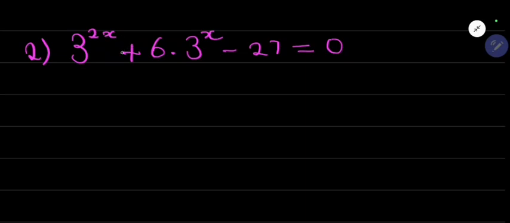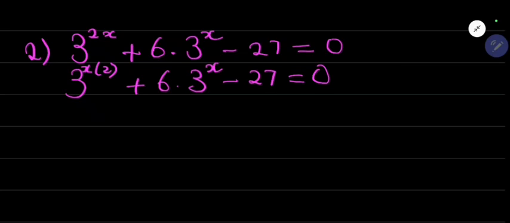So you notice that you can separate this 3 exponent 2x to be 3 exponent x, all squared, like that, plus 6 times 3 exponent x minus 27 equals 0. Now you will simply notice that this thing is a trinomial expression, guys. So that's why I want you to master your algebra. If you have mastered your algebra here, you should understand better. It is a quadratic trinomial expression.